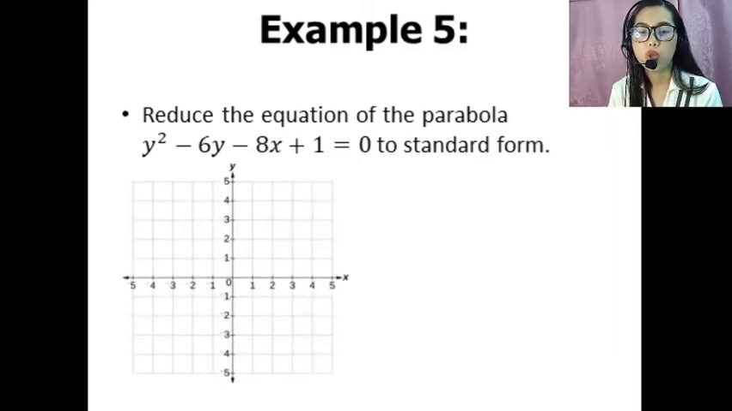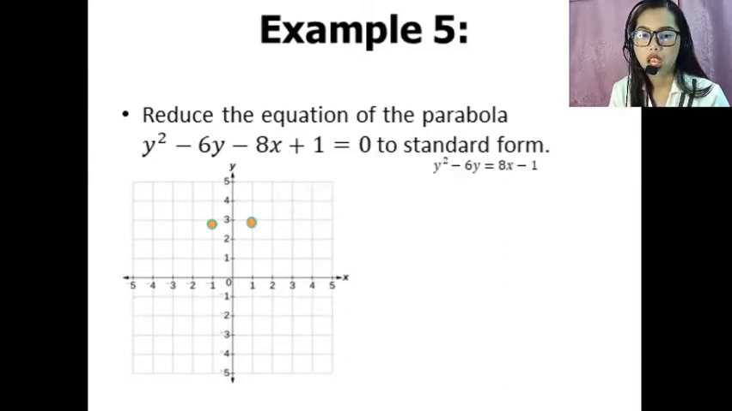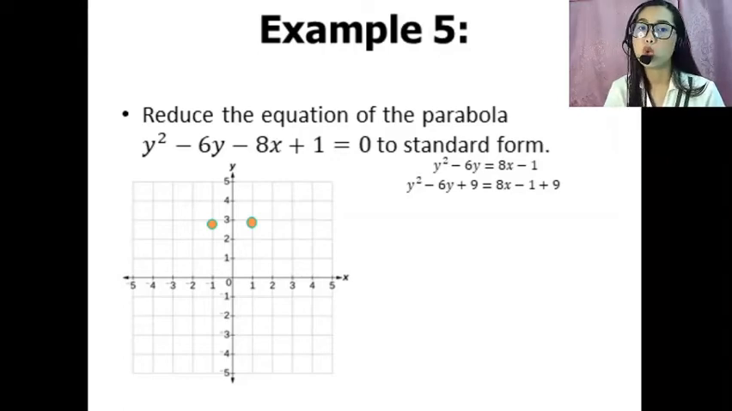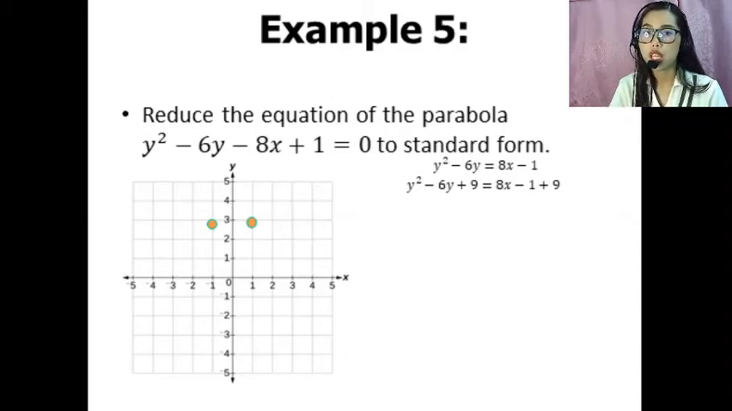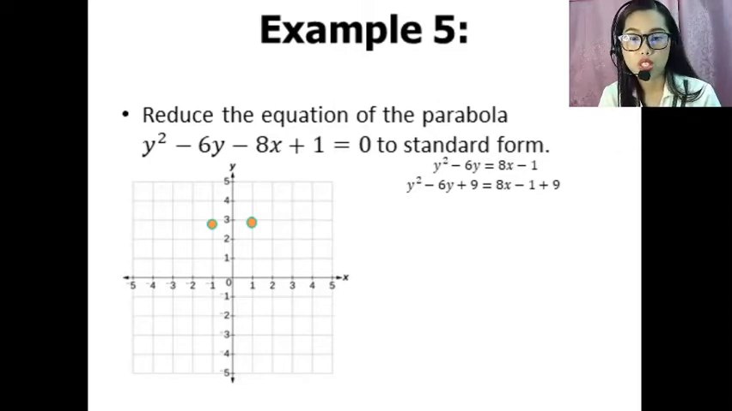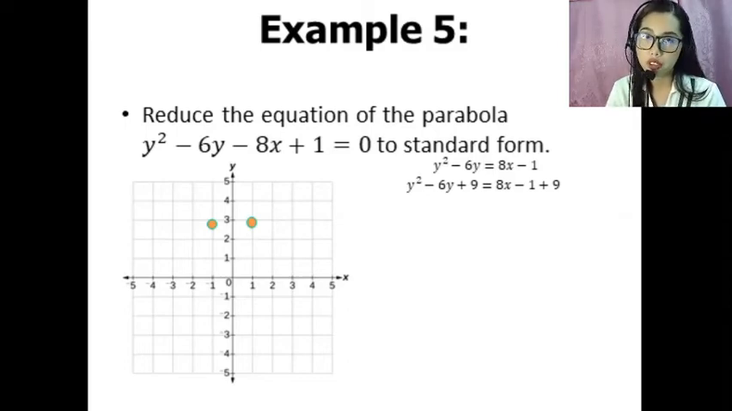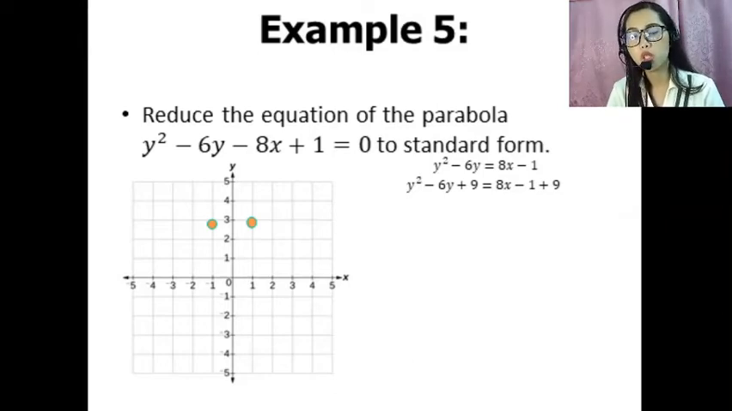To do this, we will have to transfer our x terms and the constant to the other side. Afterwards, since you will have y² - 6y, we will have to transform it into a square binomial, which means we will have to use completing the square. Always remember that completing the square is found by dividing your linear term by 2 and squaring it, which means -6 divided by 2 is -3. -3 squared is positive 9. And always remember, since it is an equation, whatever you add on one side you will also add on the other side.